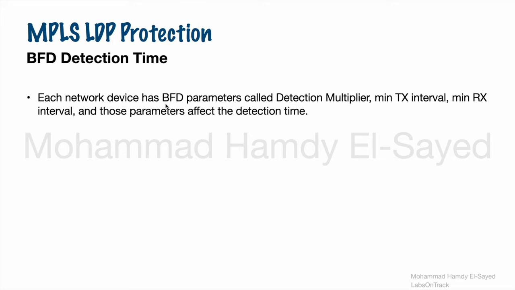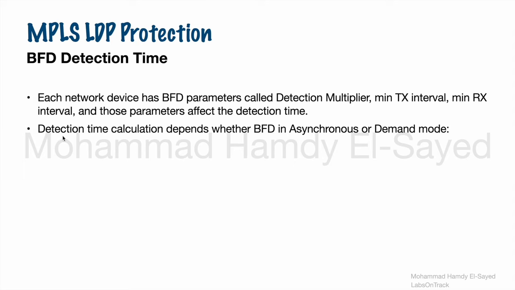The time after which the network device can announce that the BFD session with the other peer is in the down state is the detection time, or the detection interval, for BFD. Each network device has BFD parameters called detection multiplier, minimum TX interval, and minimum RX interval, and those parameters affect the detection time. Each network device has to be configured for the BFD session with detection multiplier, minimum TX interval, and minimum RX interval. The detection time for the BFD session calculation depends on whether BFD is in asynchronous or demand mode.